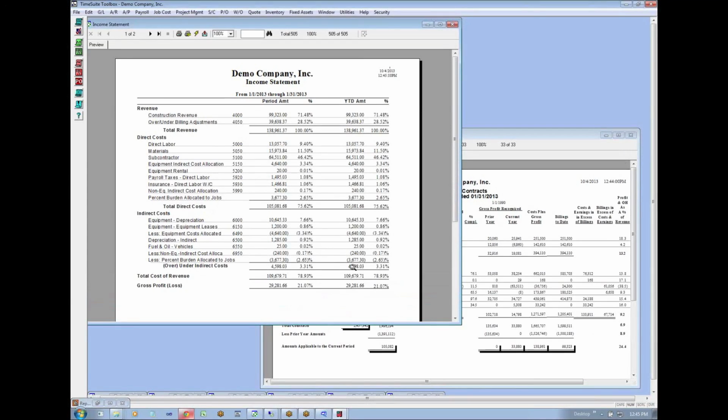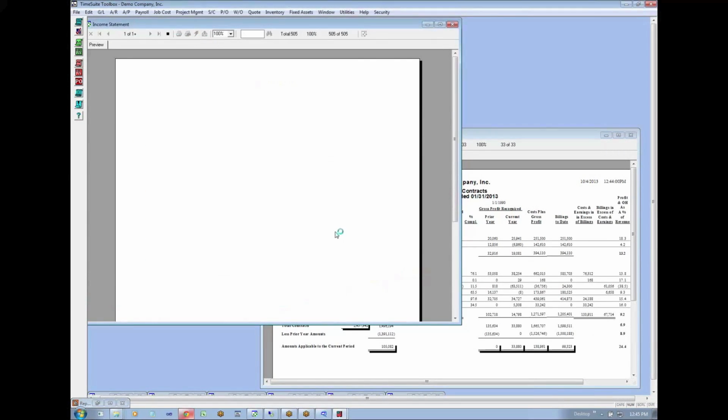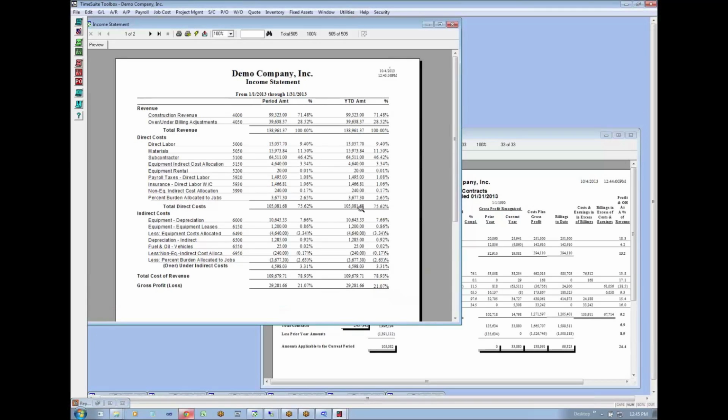Now your indirect cost section is here. So the question is, how do I know my job costs are 105,082? You know because it ties into your double entry system set of books here, but your job costs are always off by your over under allocation of indirect costs. So if that's substantial, you should get that off your books, that over under allocation.